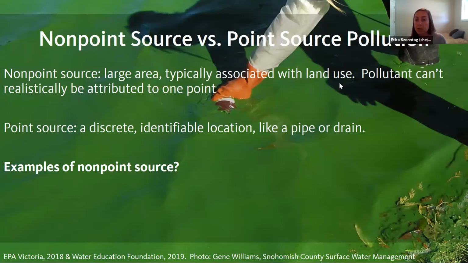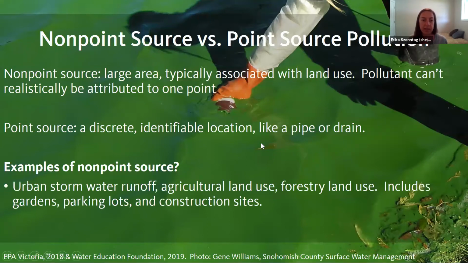Non-point sources of pollution are a little bit trickier, and they tend to cover land areas, and it can be really large, such as an agricultural field or forestry land use. Typically, these sources are associated with the land use, but gardens actually fall into this category as being a potential non-point source of pollution. So gardens, residential properties, parking lots, driveways, things like that.